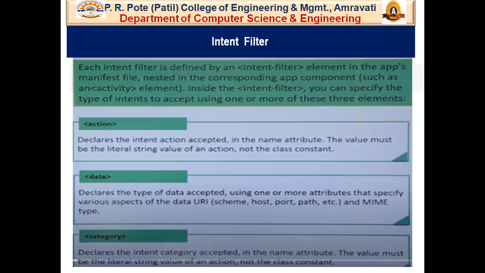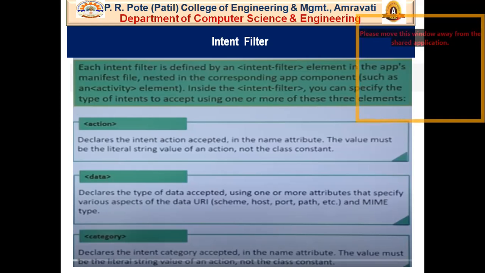The first element is action. It declares the intent action accepted, in the name attribute. The value must be the literal string value of an action and not the class constant. So it's a normal string value. We can have two or three actions, but we advise adding a new action tag every time we add a new value to our action.